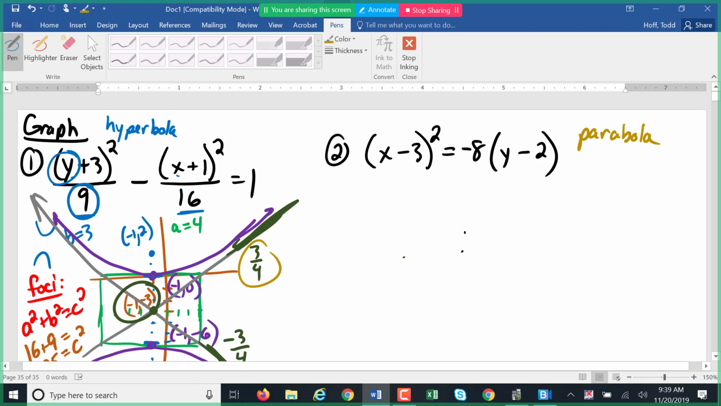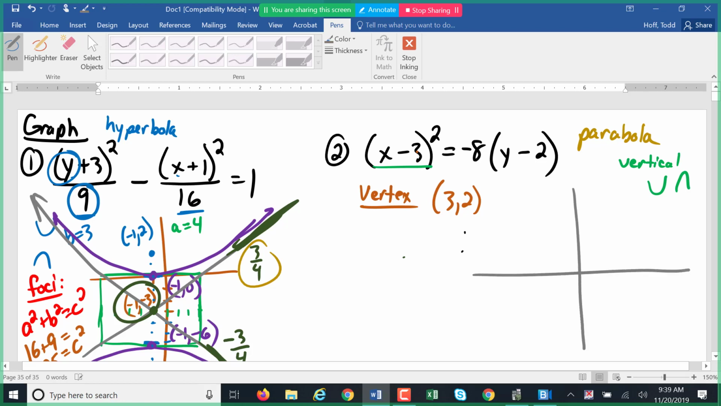Now, because it's the x that's squared, that tells us this is vertical. Either opens up like that or down like that. We know the vertex is going to be at 3, 2. X minus 3 gives us 3 as the x coordinate. Y minus 2 gives us 2 as the y coordinate. So if I set up our axes here, 1, 2, 3, 1, 2, there's that vertex at 3, 2.